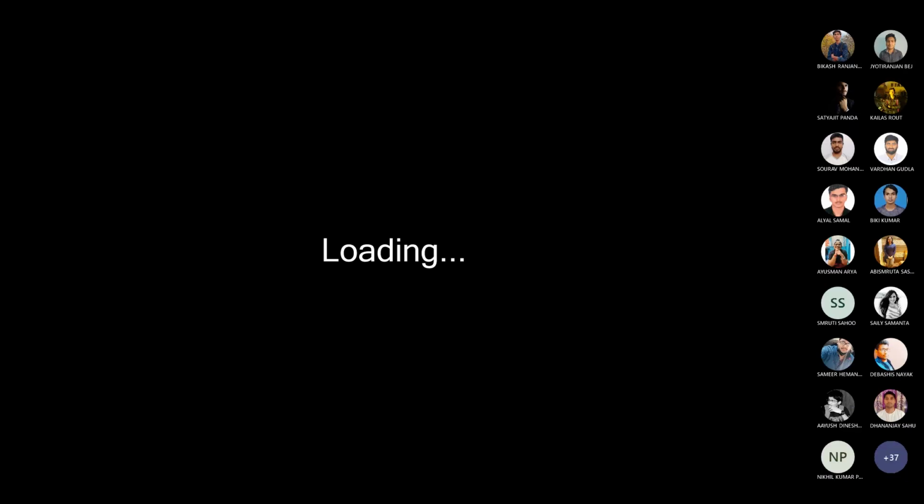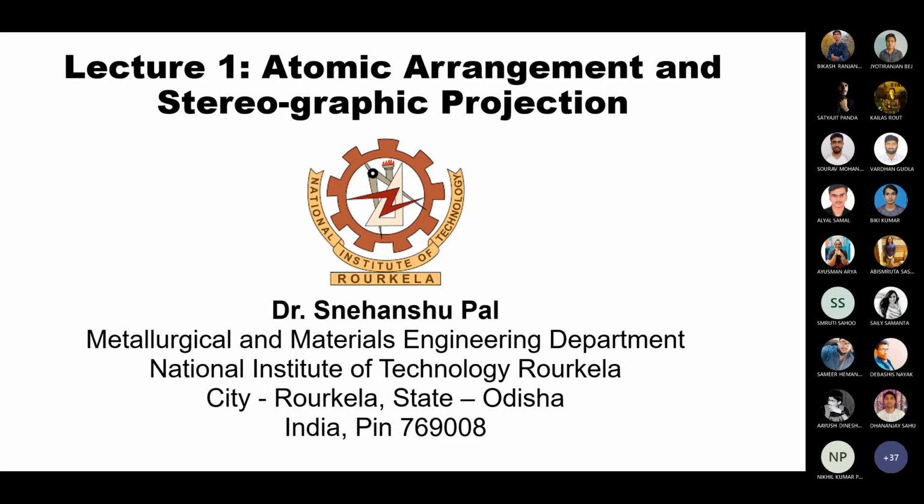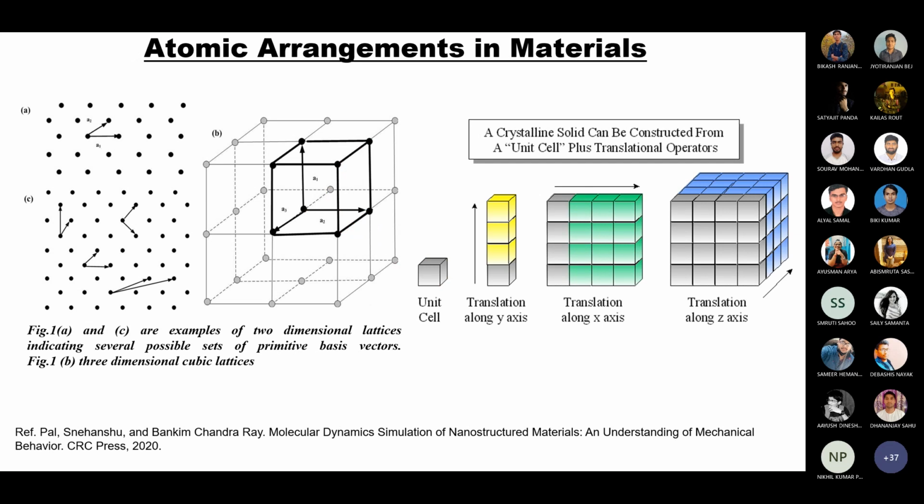Arrangement, which is very much necessary for understanding this subject, and then we'll go for stereographic projection. First we have to learn what atomic arrangement is in different materials. There is crystalline material and non-crystalline or amorphous material. When the atomic arrangement is periodic, meaning there will be a pattern every certain distance, you will see the repetition of atomic configuration or arrangement. Then you can tell those are crystalline materials.